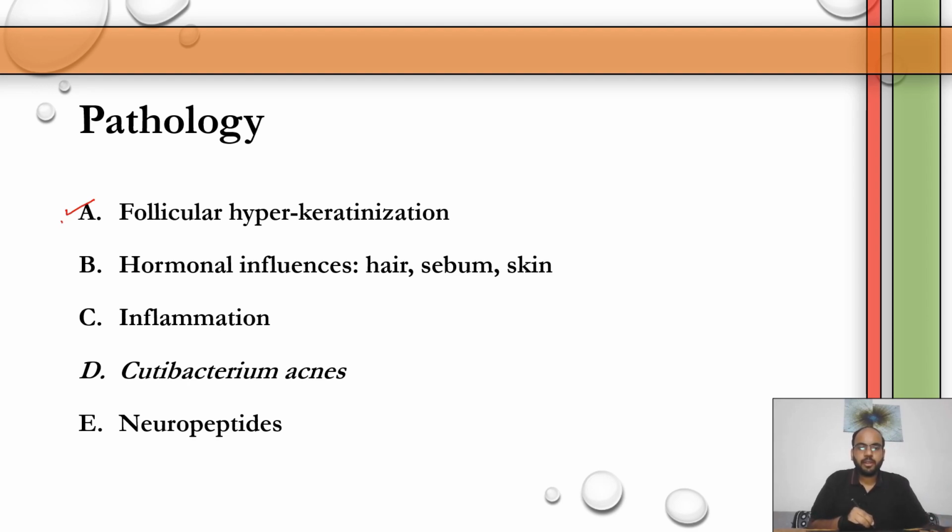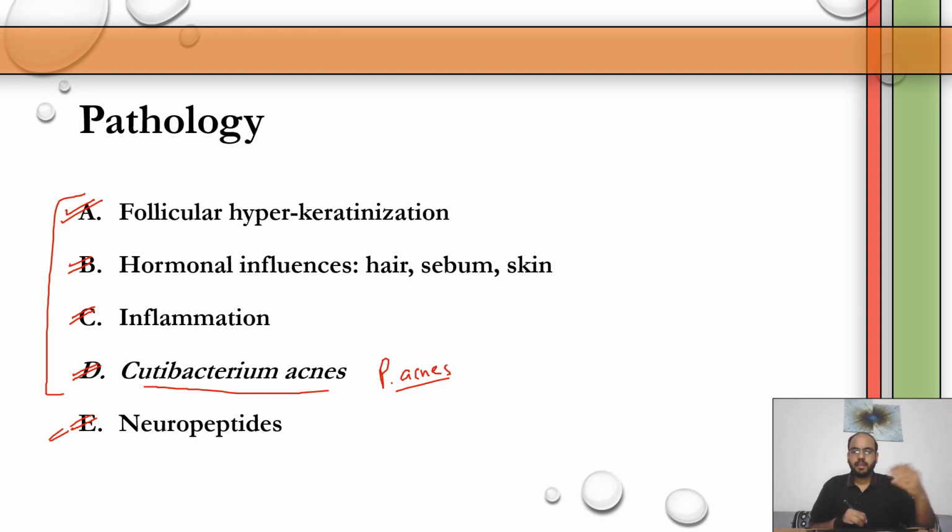So first is follicular hyperkeratinization. That means increased keratinization of the follicular or the hair apparatus. Second is hormonal influences on the hair, sebum, and skin. Third is inflammation. Fourth is Cutibacterium acnes. Now, this is the new name for Propionibacterium acnes. So now you don't have to say Propionibacterium acnes; you have to use the term Cutibacterium acnes. And fifth is neuropeptides. Most important are the first four for the mechanism of acne, and neuropeptides we'll just discuss because the newer evidence suggests a good and important role of neuropeptides in the pathomechanism of acne.